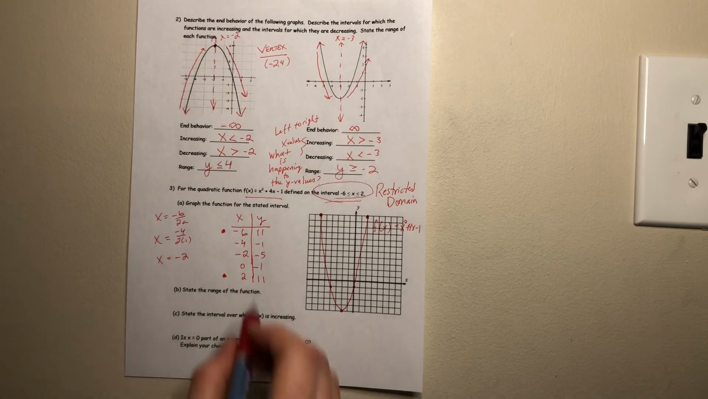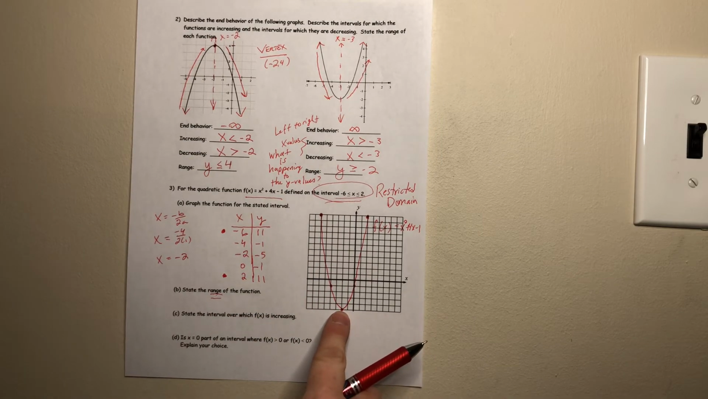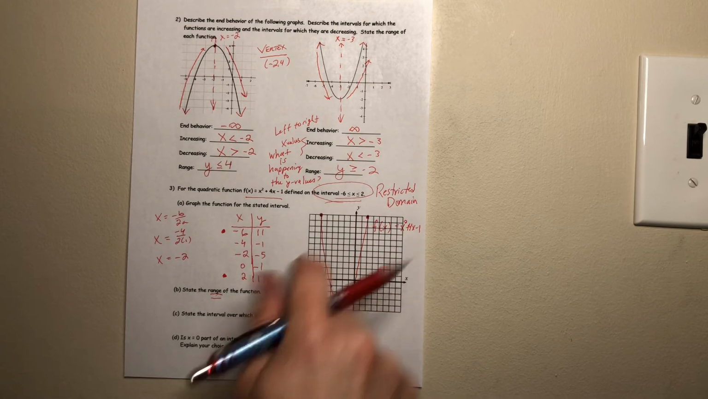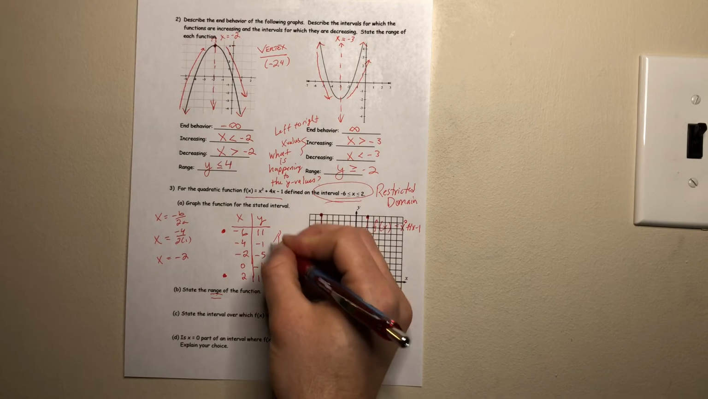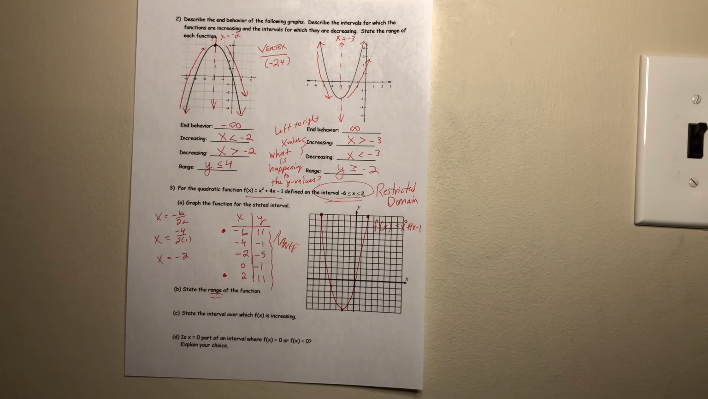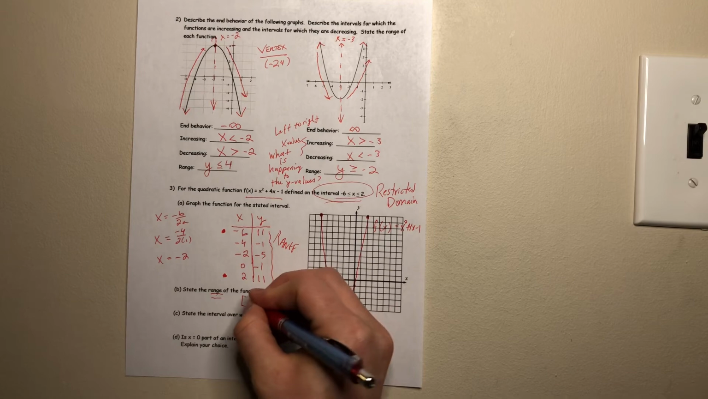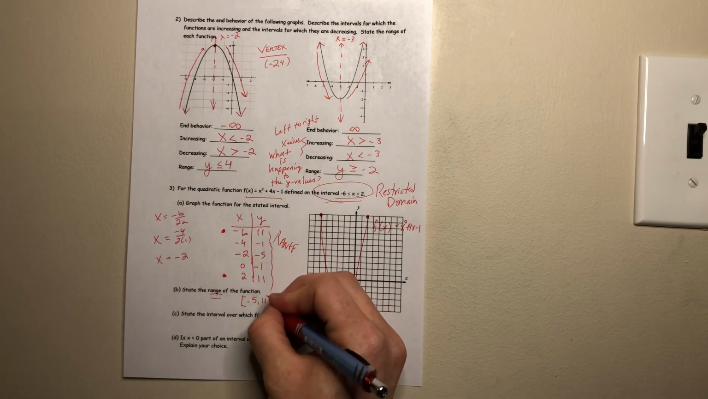All right, the range. Now, this is a little tricky. The range, the lowest value it goes to is -5, and the highest value it goes to is 11, which you can see here. Range. Look at these values. What's the smallest y value? -5. What's the highest y value? 11. So our range is from -5 to 11. That should both be hard brackets there.